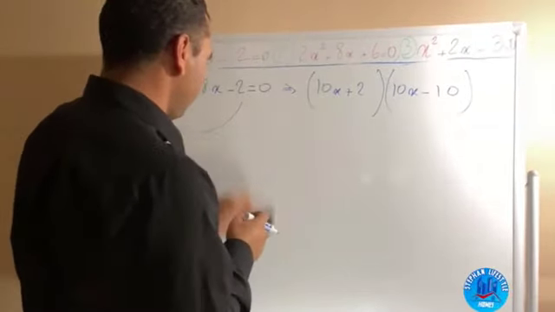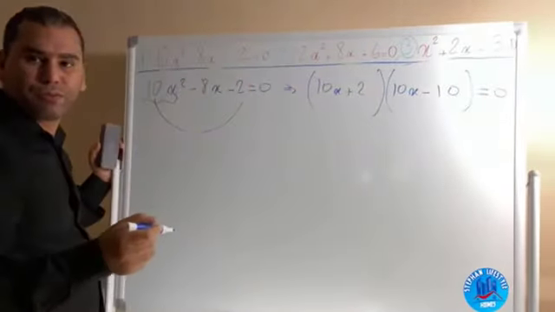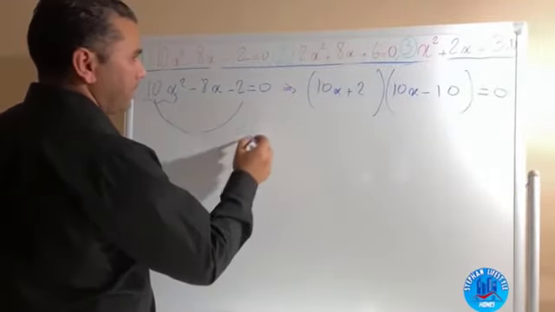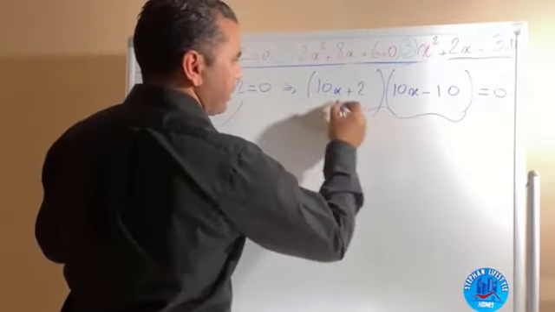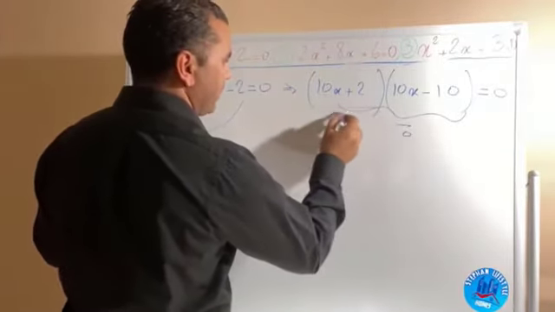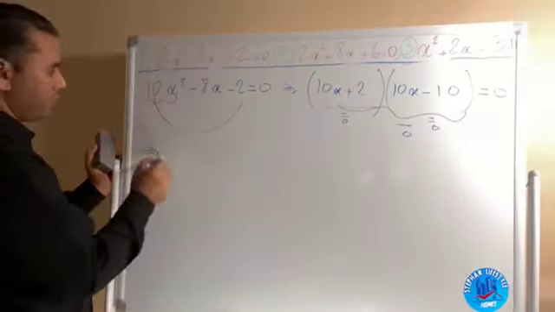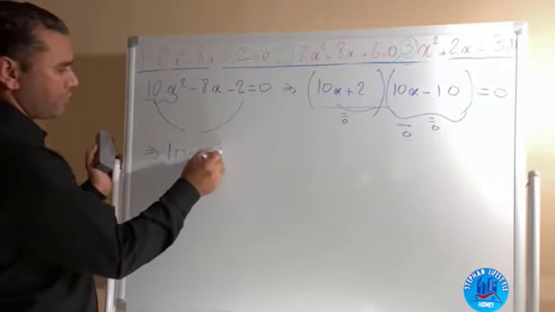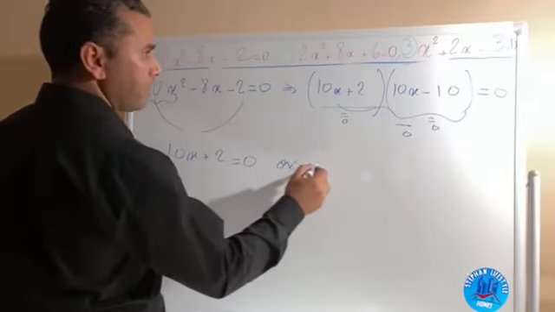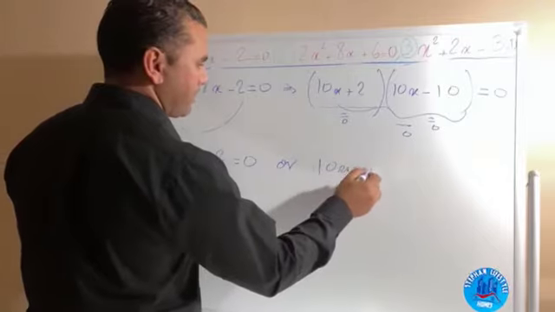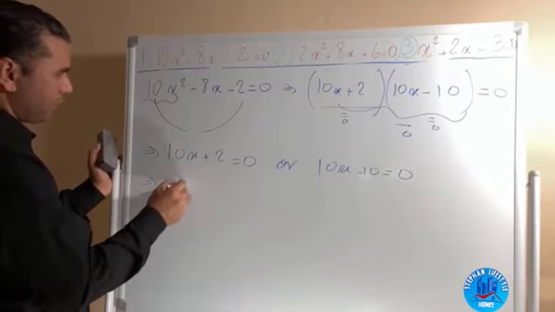So now we have it factored, and we have it equal to 0. Therefore, we have this multiplication equal to 0. So this could be equal to 0, or this is equal to 0, or both of them are equal to 0. So we have 10x plus 2 equals 0, or 10x minus 10 is equal to 0.